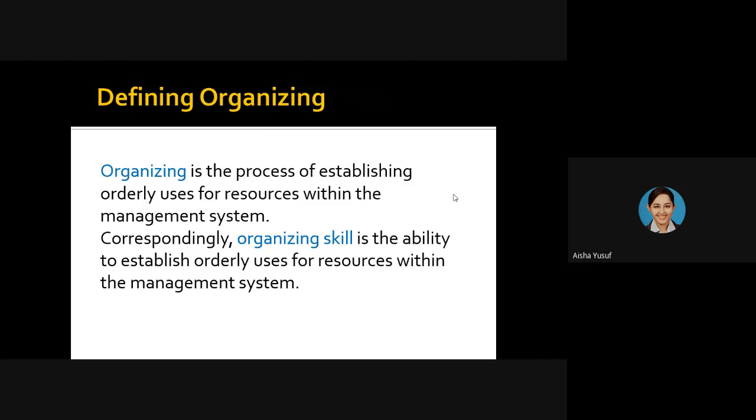Orderly uses of resources emphasize the attainment of management system objectives and assist managers not only in making objectives apparent, but in clarifying which resources will be used to attain them. A primary focus of organizing is determining what individual employees will do in an organization and how their individual efforts should best be combined to advance the attainment of organizational objectives.